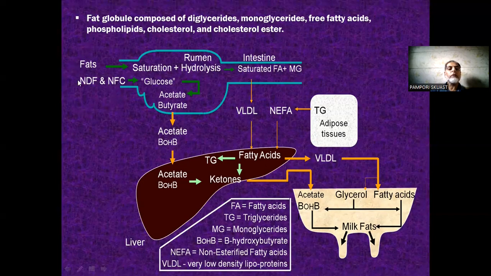Say 50% is from fats which come through the dietary fats. They get saturated over here, and then after hydrolysis in the lumen, ultimately saturated fatty acids will come into the intestine. They will be absorbed and come into the liver. Otherwise, through the luminal degradation, acetates and butyrates will be produced. They will come into the liver as acetates, butyrates, and they will be taken to the mammary gland.